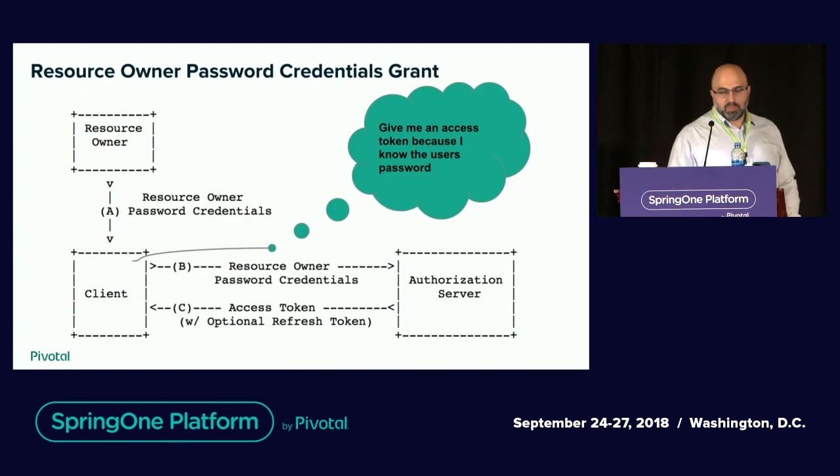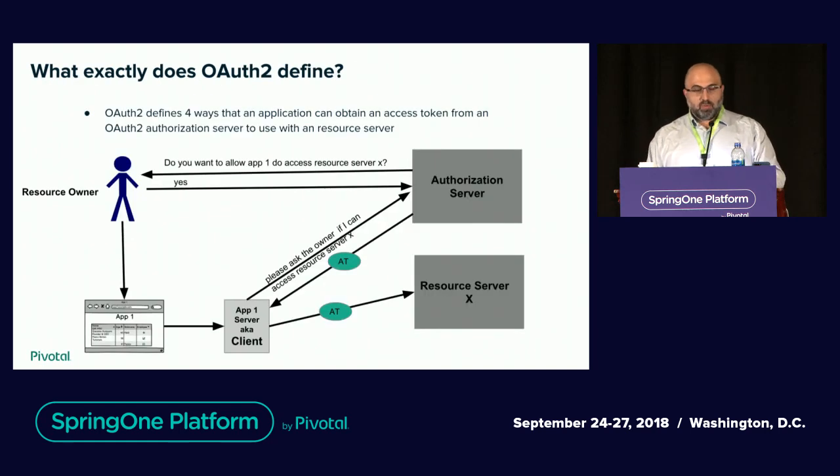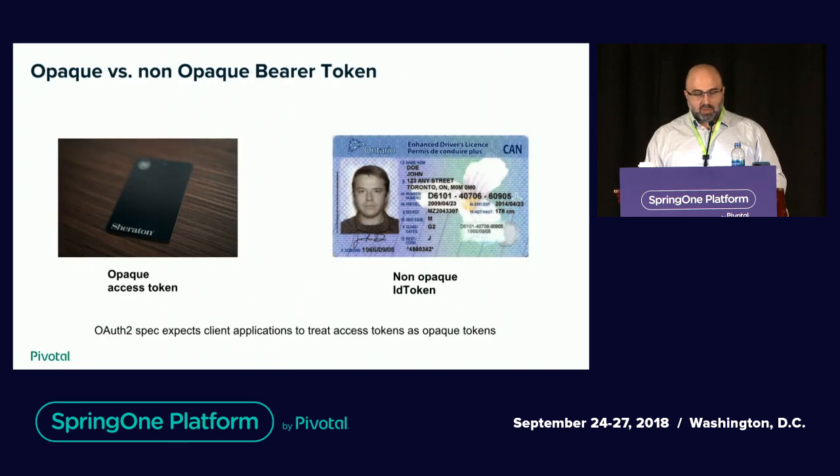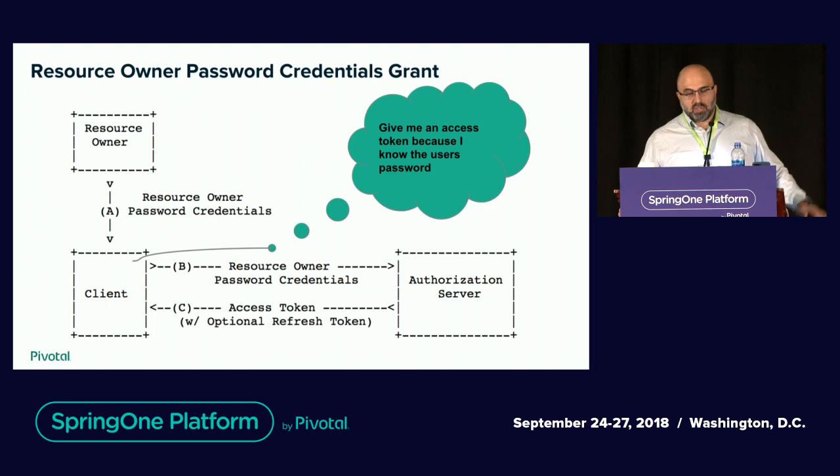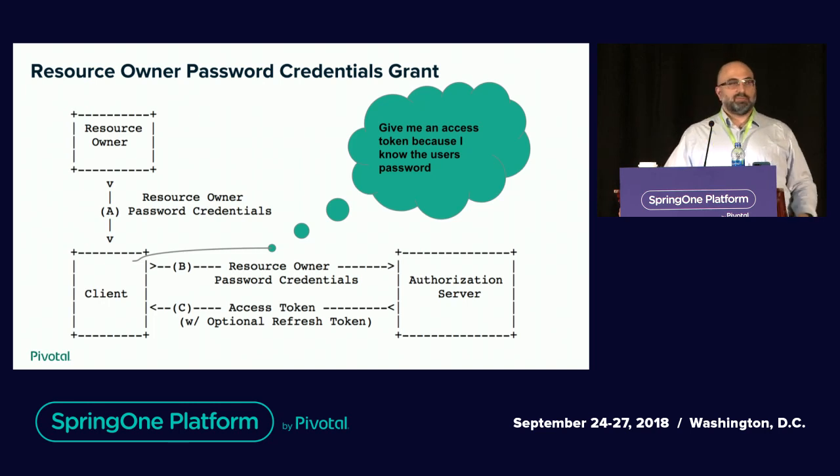So this particular flow here, there are 4 different ways you can get this from a user. Let's go through these. One of them is called the resource owner password credentials. This is what it boils down to: give me an access token because I know the user's password.